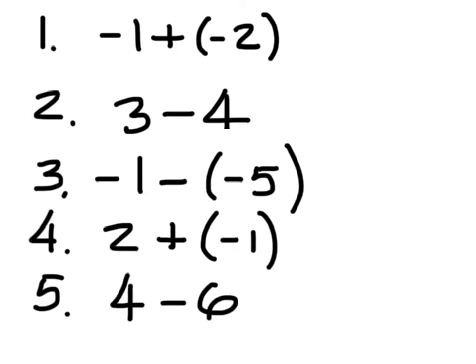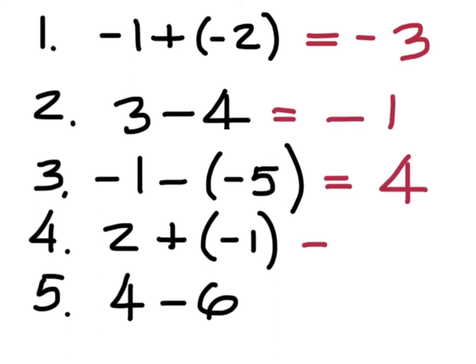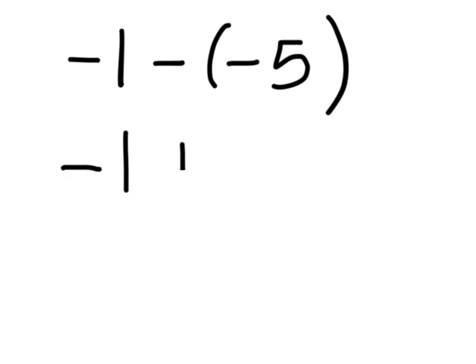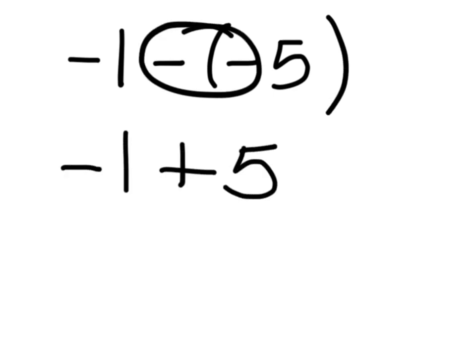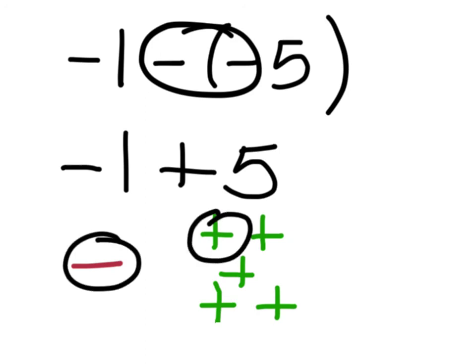The answers for the short quiz here are -3, -1, 4, 1, and -2. If I have -1 minus a -5, I can change that to -1 plus 5 because that's a double negative. So you have 5 positives and 1 negative. And when you go to match them up, you have 4 positives left over.